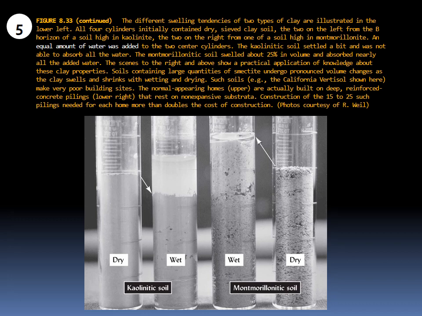Here is an example that illustrates the difference in expansion between Kaolinite and montmorillonite, which is the same as smectite. If you look at these two examples, you have four graduated cylinders filled with soil. The first two are for Kaolinite soil. The first one is dry, before adding water, but later on you added water to the Kaolinite. And what you see here is that the soil gets even more compacted. It did not absorb the water.